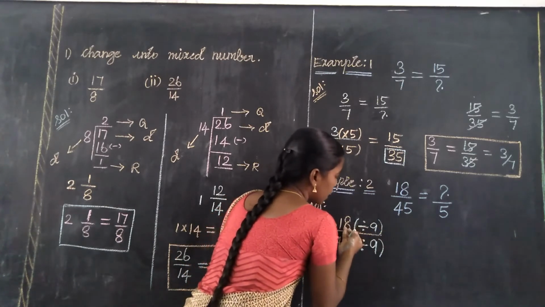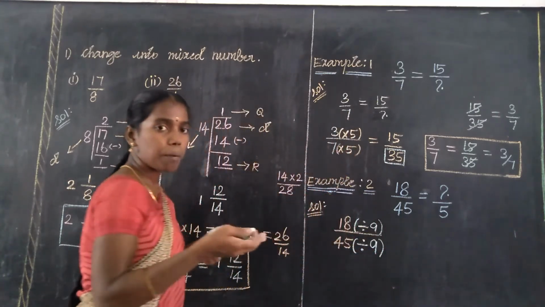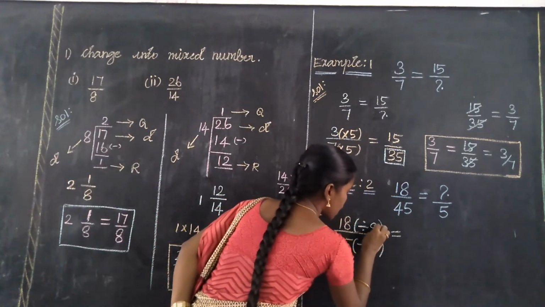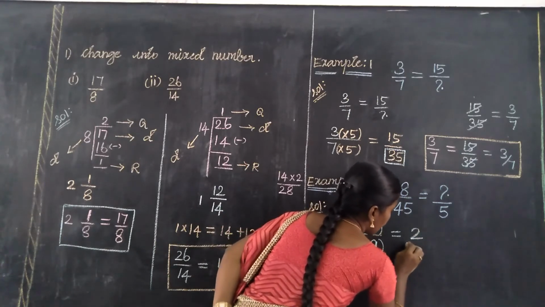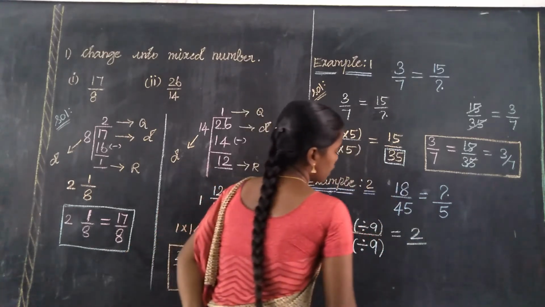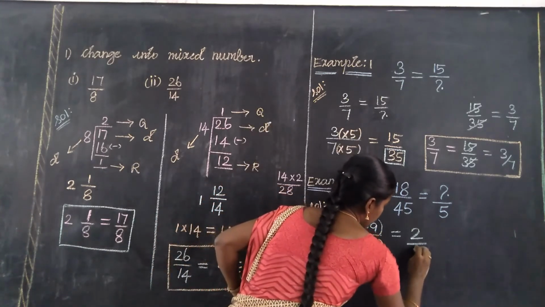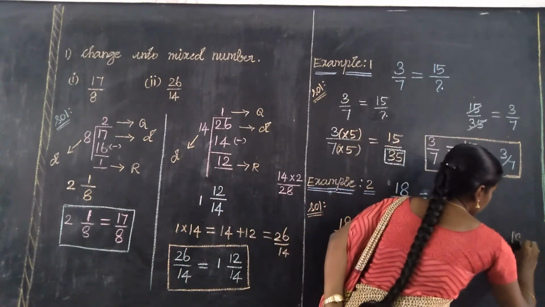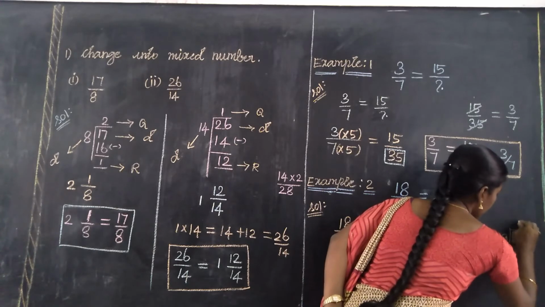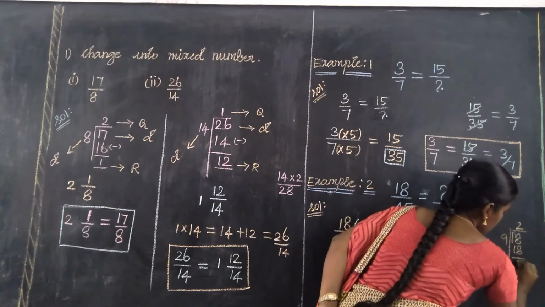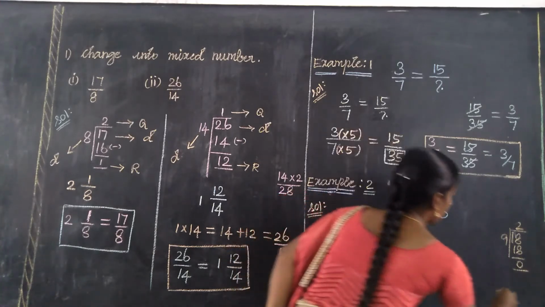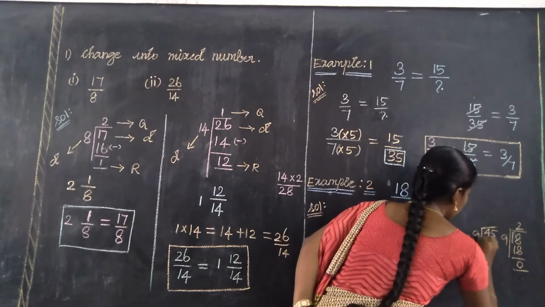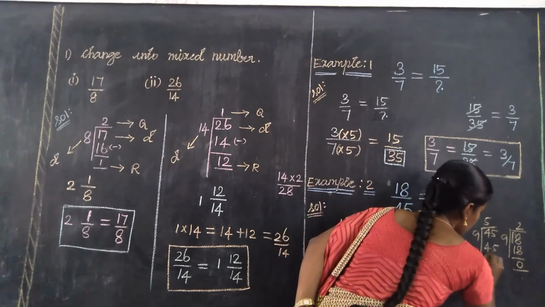Then 18 divided by 9. 1 nine is 9, 2 nines are 18, so this answer is 2. And this is also, how many times in 45? That is 5 nines are 45. So we divide 18, how many times divided by 9? 1 nine is 9, 2 nines are 18. Enough. Next we find out the second number, which is also 45. 45 divided by 9, how many times? 5 nines are 45, so subtracting this value, the remainder is 0.